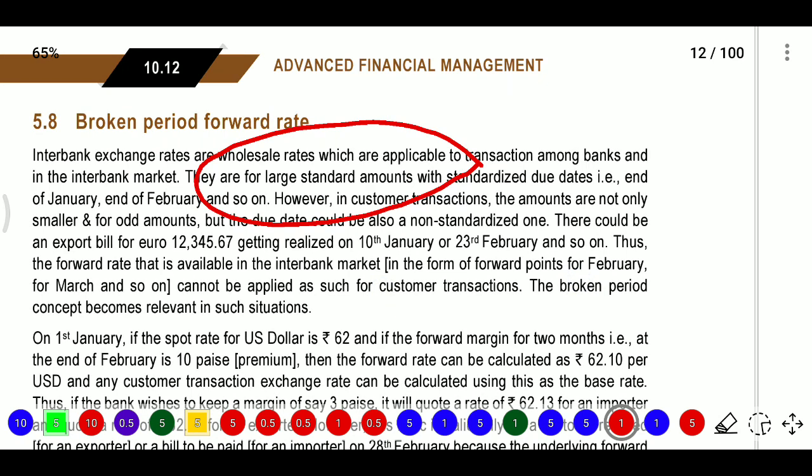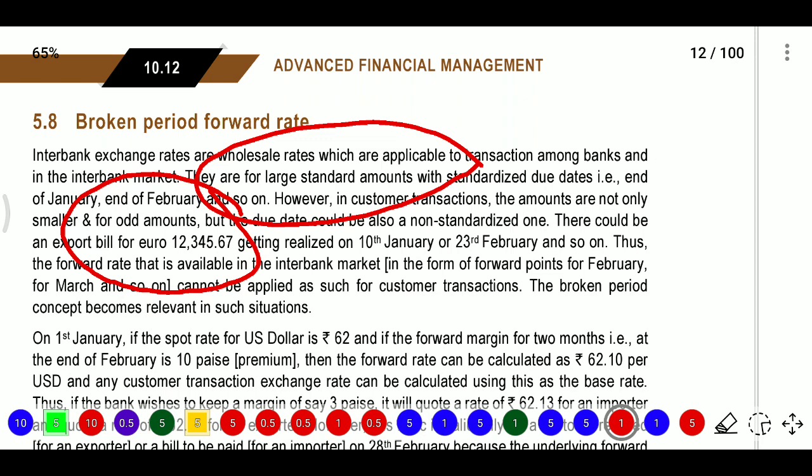Whenever a customer transaction happens, they will, for example, have an export bill in euro of 12,342.45, which will be realized on 10th January or 23rd February, and so on.